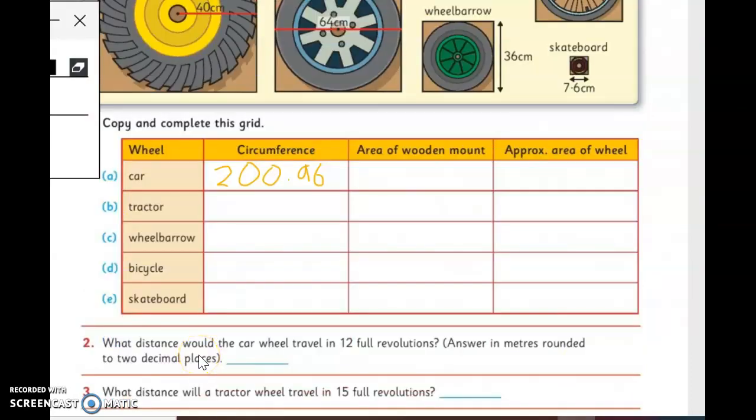So what distance would the car travel in 12 full revolutions? A revolution is a full turn. So I'm giving you the answer here for the car. The circumference is 200.96 centimeters. So you multiply that by 12. When you want to bring it to meters, because there are 100 centimeters in a meter, you divide this answer by 100. Round it to 2 decimal places, that means after the decimal point you'll only have 2 digits.